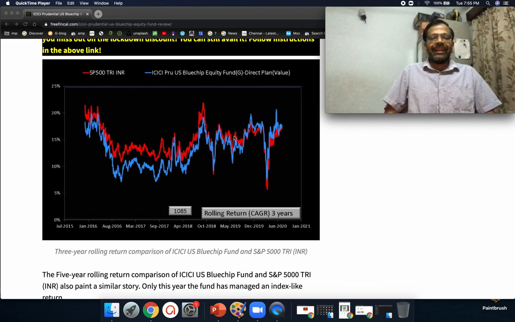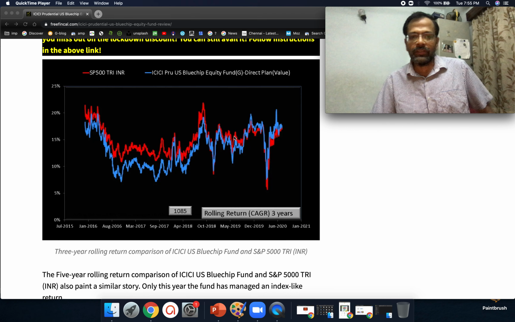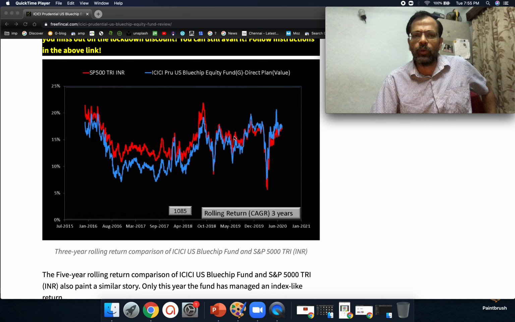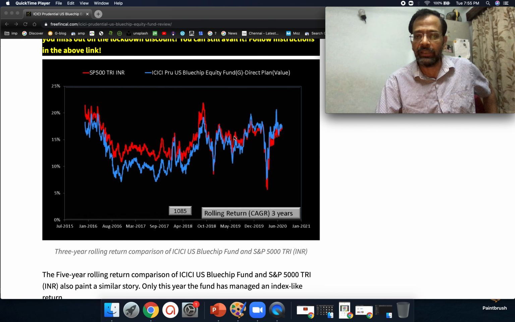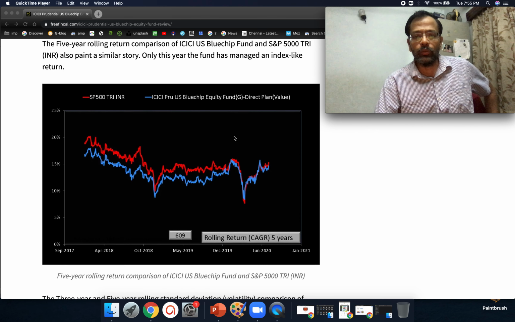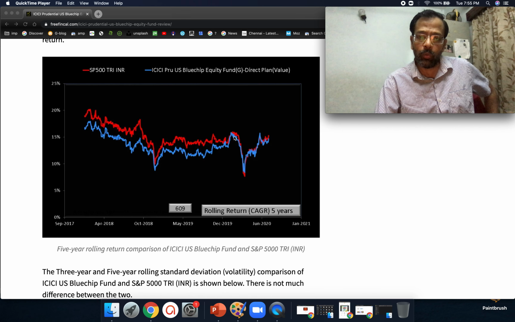The next is about rolling returns. We're going to see 1085 rolling returns in each colored line. The red is the S&P 500 in INR and the blue is the fund. You can see that the blue line has kind of always lagged behind the red. The same situation is also true for over 5 years.